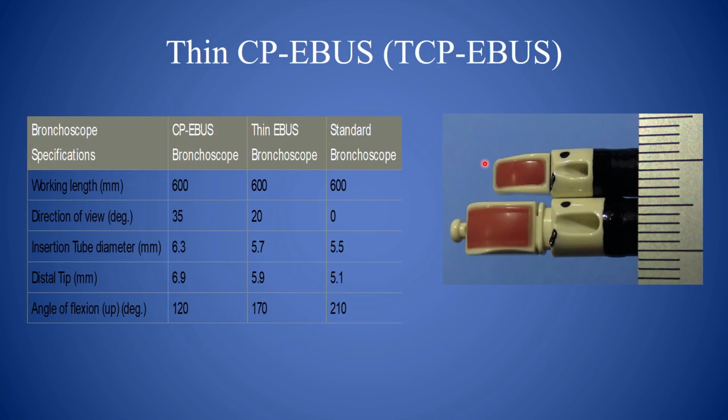There is a study where they have, it's still under evaluation, something known as the thin convex probe EBUS, which has a 20-degree forward angle viewing. The diameter of the insertion tube is 5.7, the distal tip is 5.9, and the angle of upward flexion is 170 degrees. It's still not launched. Maybe with more modifications, you will have it available in the near future. It may be also useful for pediatric EBUSs.